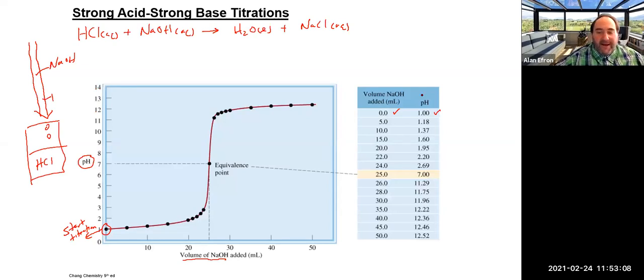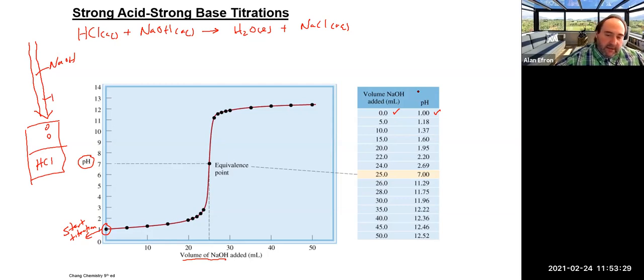Sorry about that. Any questions on that so far? Again, we're not adding volume at this point, so we don't have to worry about doing things in moles or anything like that. We could just take the starting amount in terms of its concentration.